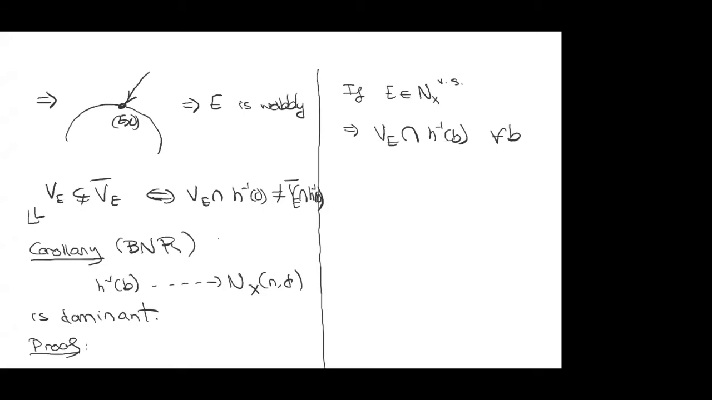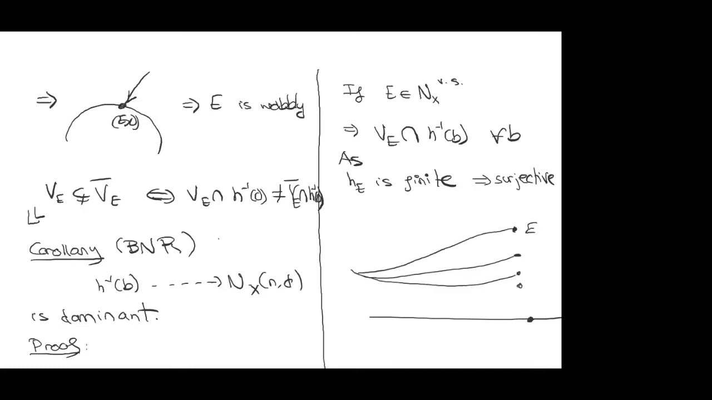Well, because HE is finite. And it therefore has to be surjective because we're working with affine spaces of the same dimension. Okay, so the picture for a very stable bundle would be the following. If it's very stable, then over a generic point, we will have a finite number of points. And these will flow to the same point on the nilpotent cone.